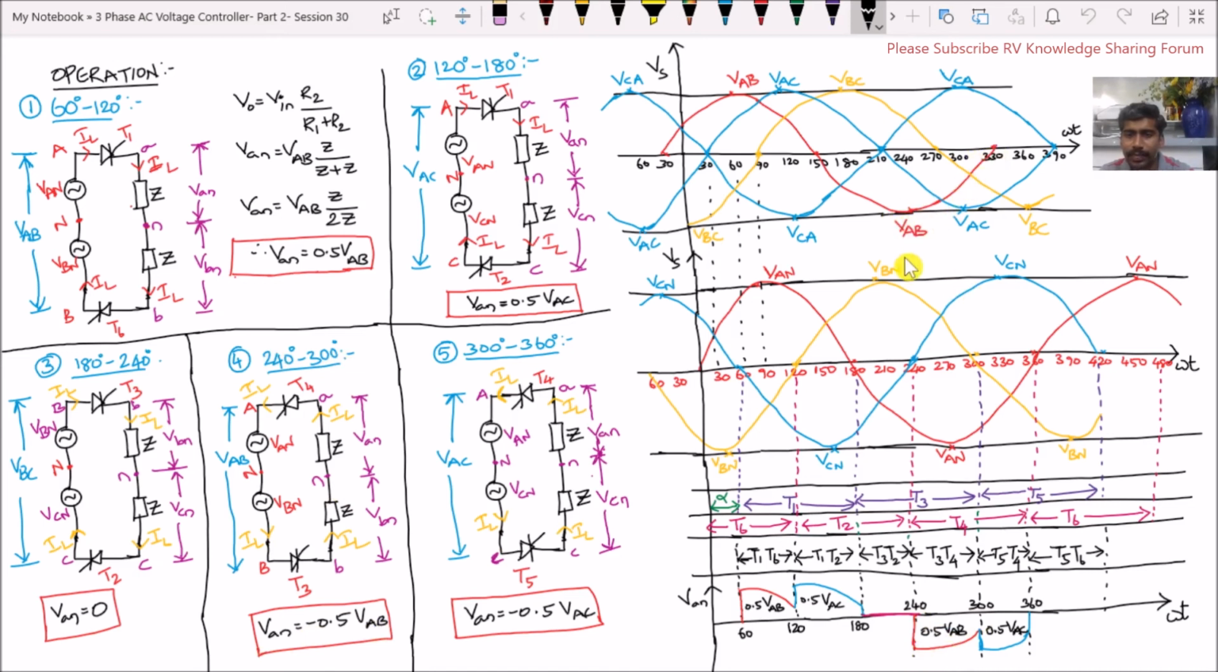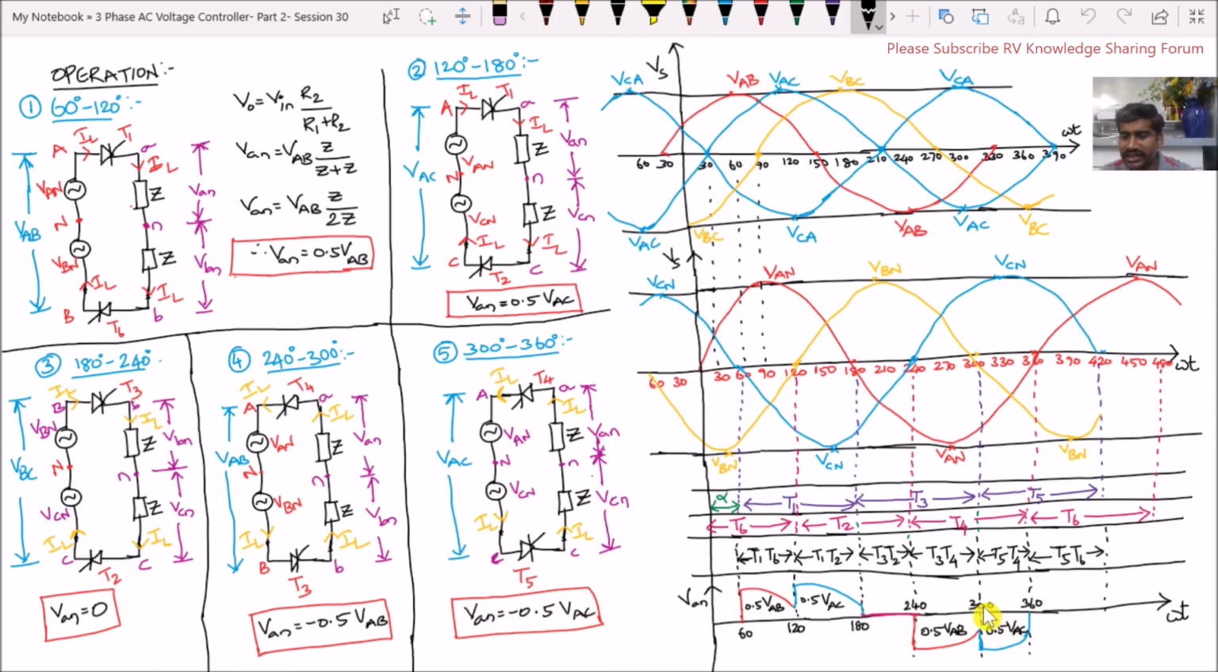And at last, from 300 degrees to 360 degrees, the thyristors T5 and T4 are conducting. So for that, please refer to circuit 5. From 300 to 360 degrees, the current is flowing from the thyristor T5 to the thyristor T4. So at this time, the voltage which appears across our impedance load is VAN and VCN. If we apply the voltage divider rule for this, we will get VAN equal to minus 0.5 VAC.